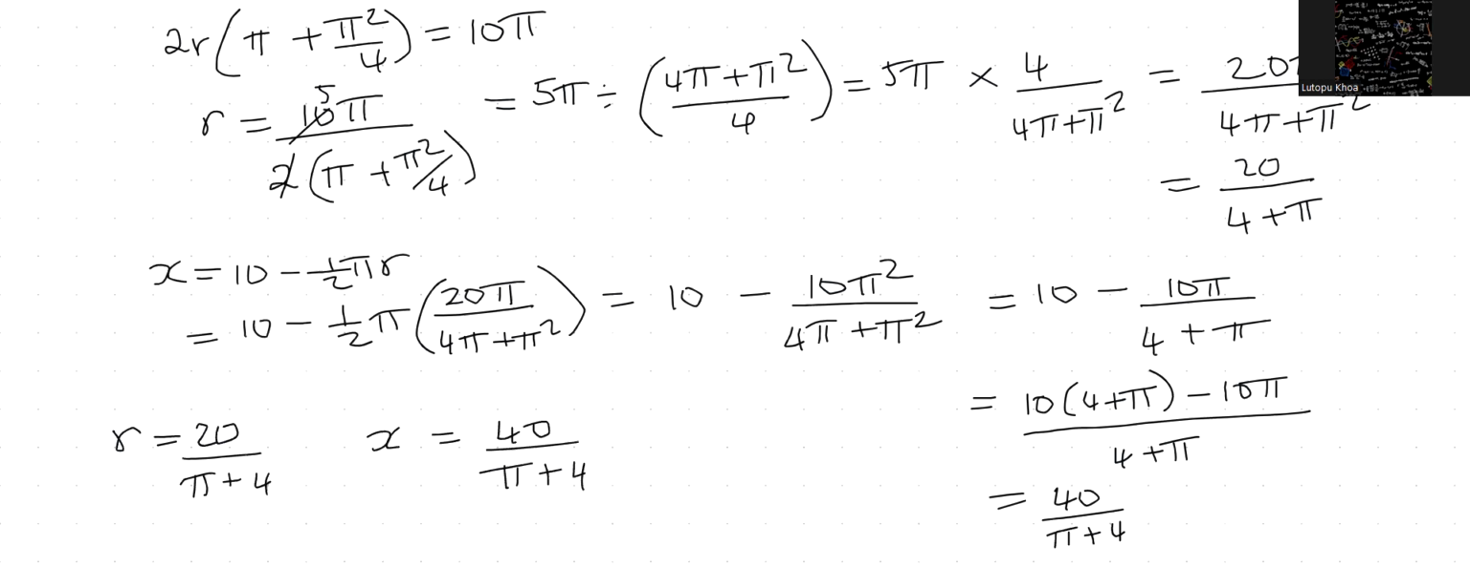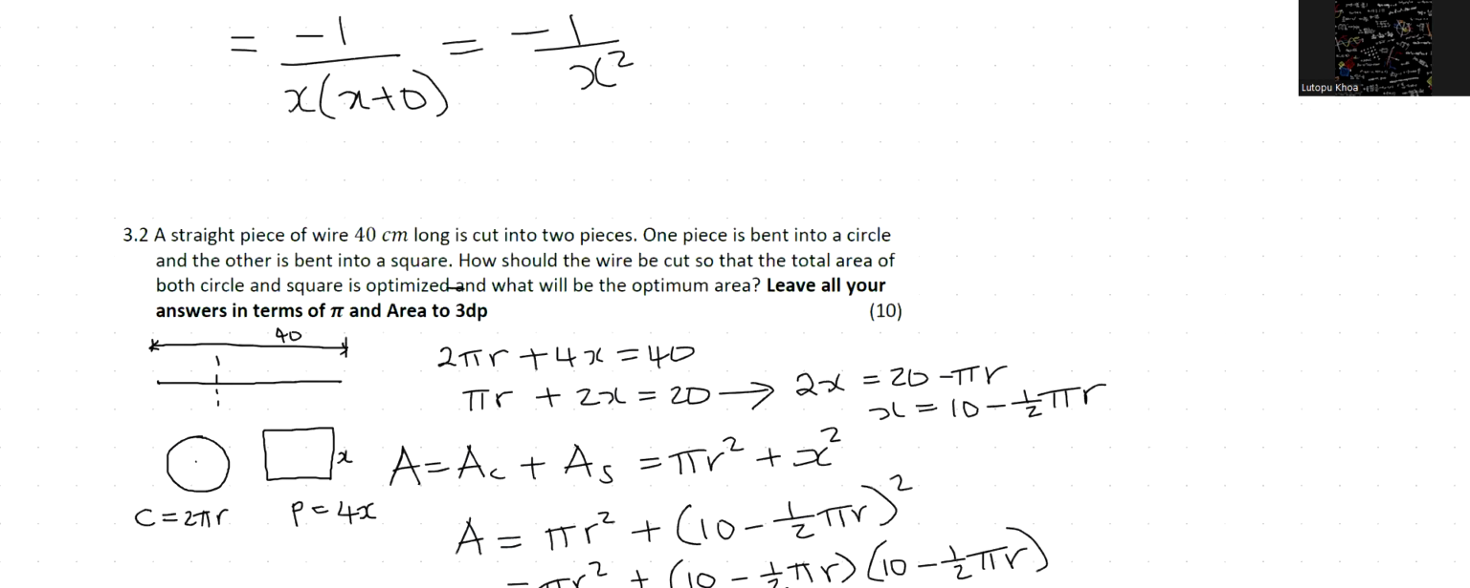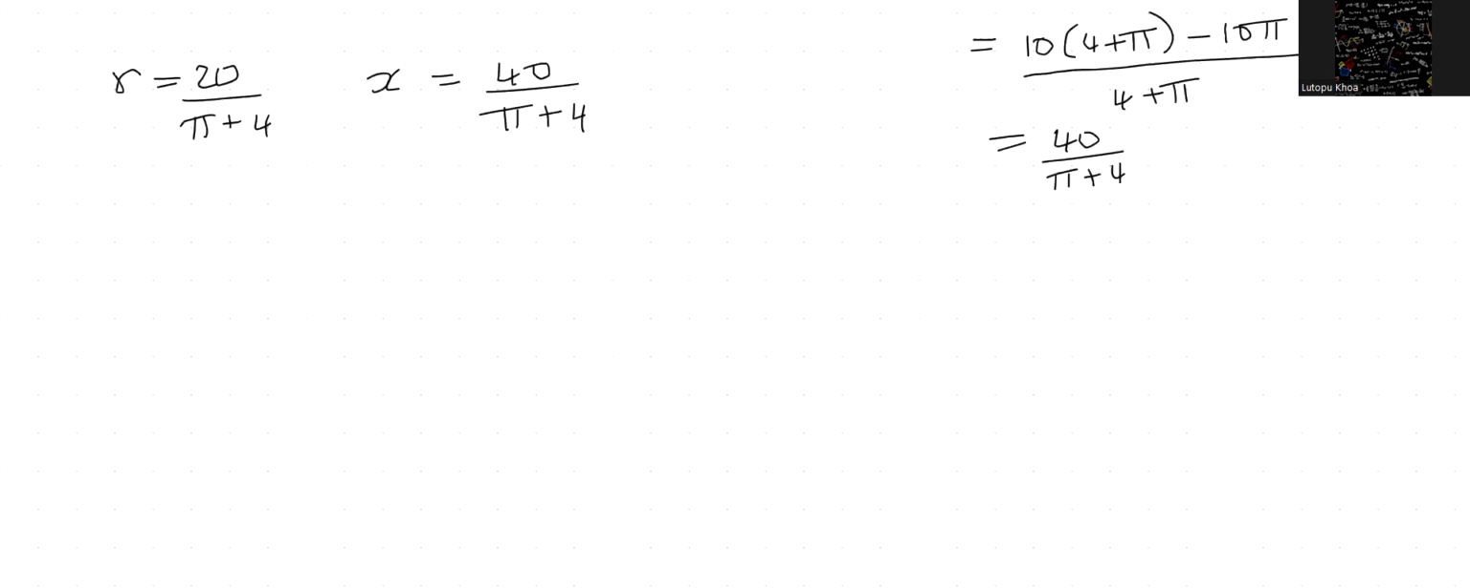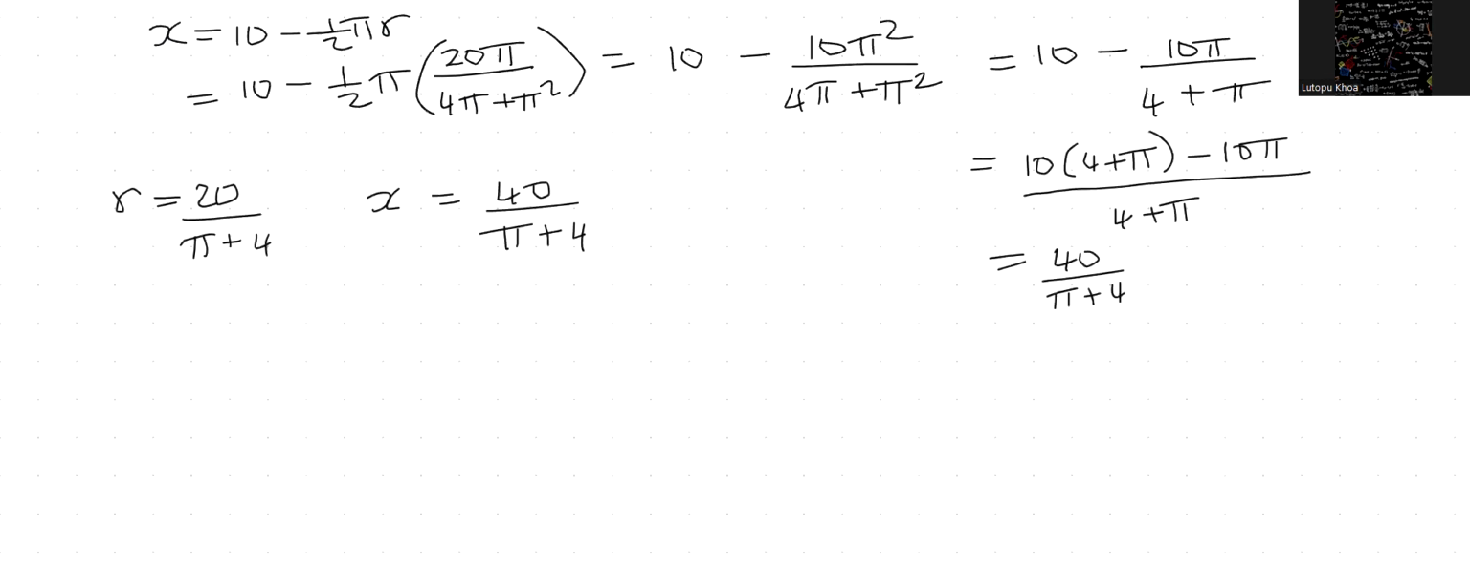Then the question said find the optimum area. So our area, we said this is the area of the circle, pi r squared, and then the area of the square is x squared.